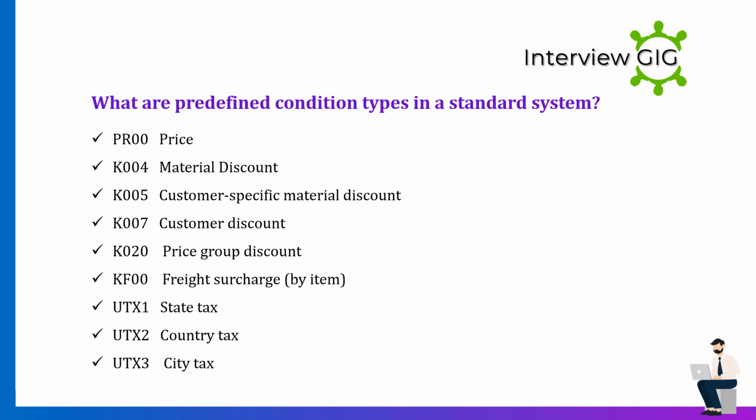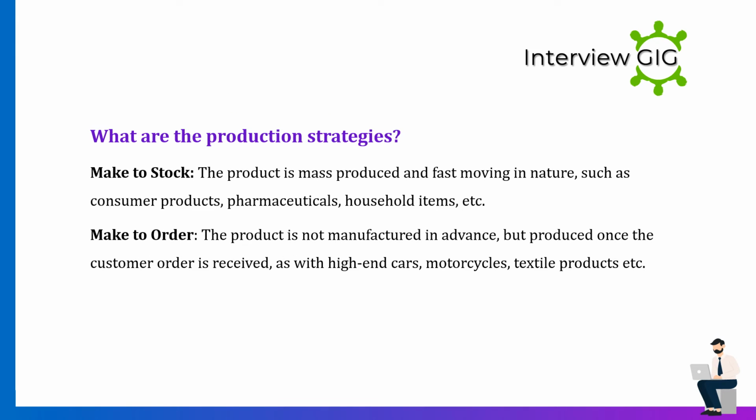What are predefined condition types in a standard system? PR00 price, K004 material discount, K005 customer-specific material discount, K007 customer discount, K020 price group discount, KF00 freight surcharge, UTX1 state tax, UTX2 country tax, UTX3 city tax.